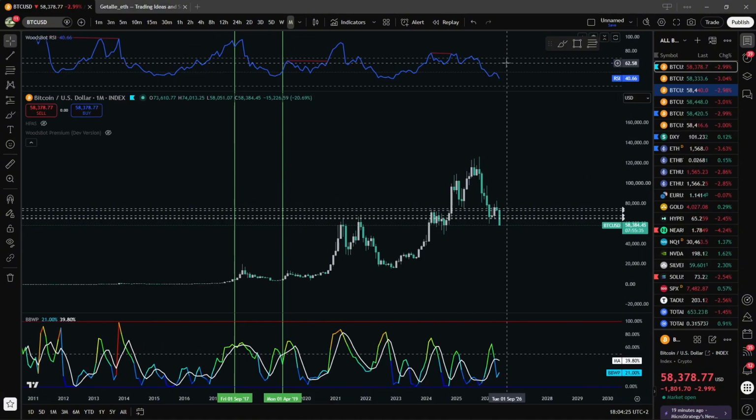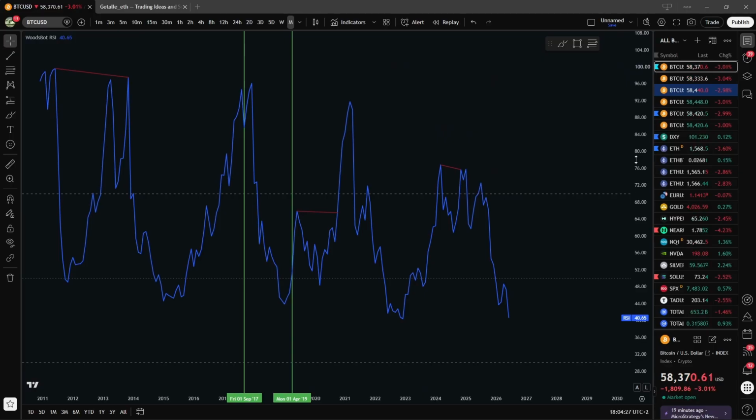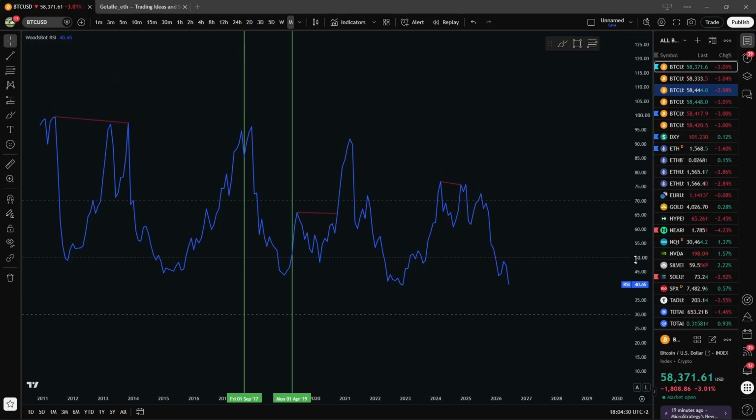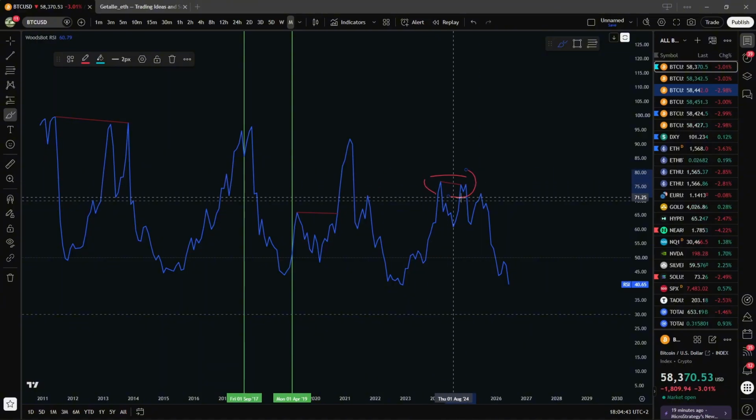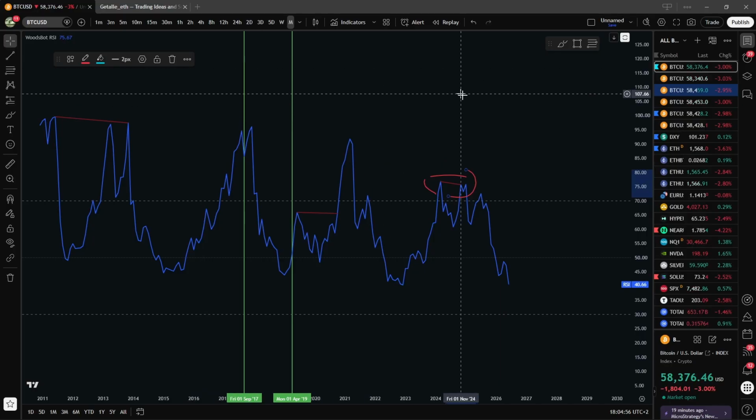So this is the Woodsbot RSI indicator. What makes this indicator different compared to other RSI indicators is that the Woodsbot RSI indicator shows us RSI divergences on the indicator itself. So you can see the red line over there. This is an RSI bearish divergence, and it just shows on the indicator itself, in case you don't know how to read RSI divergence.